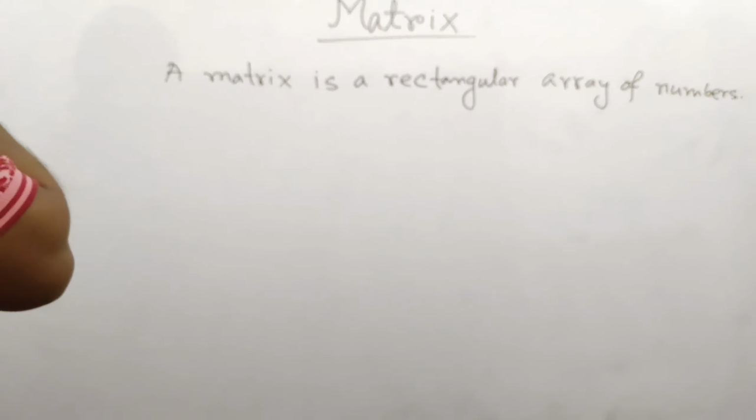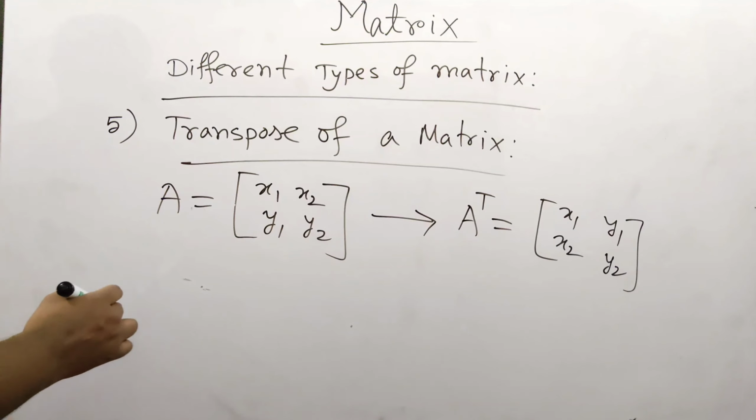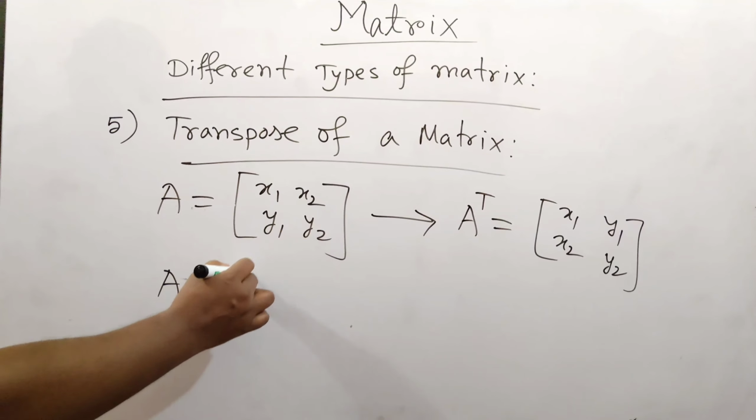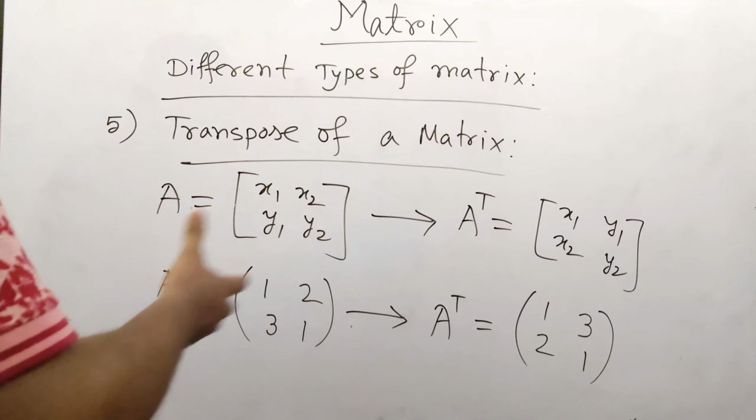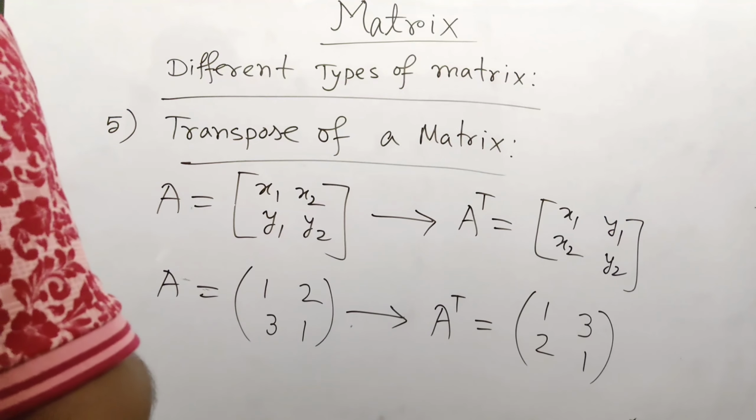So this is the transpose of a matrix. For example, if a given matrix is 1 2 3 1, and the question is what is the transpose of this matrix, it should be A^T equal to 1 2 and 3 1. So this is so simple. You just change the rows and columns, then you'll get the transpose of this matrix.